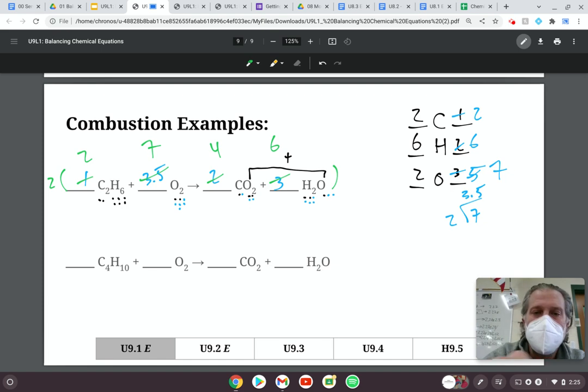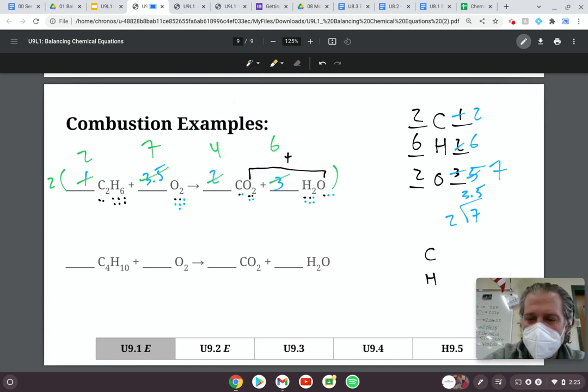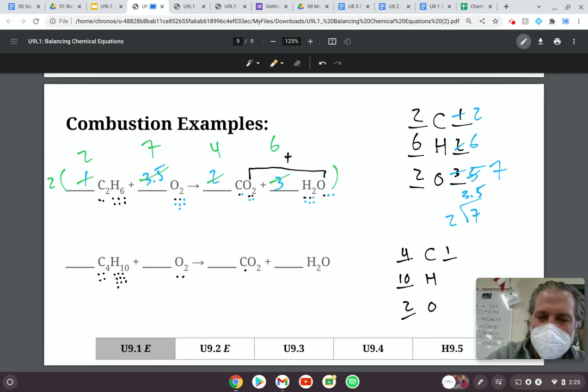So let's do another one. So we've got carbon, hydrogen, oxygen. I've got 1, 2, 3, 4 carbons. I've got 1, 2, 3, 4, 5, 6, 7, 8, 9, 10 hydrogens. And I've got 2 oxygens. I've got 1 carbon. I've got to add these situations together. 3 oxygens and 2 hydrogens.